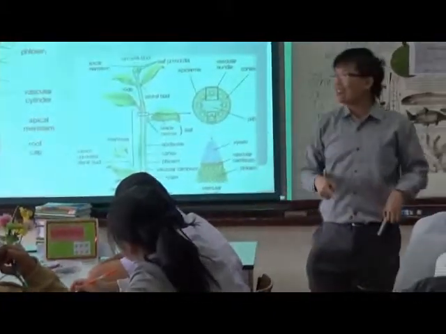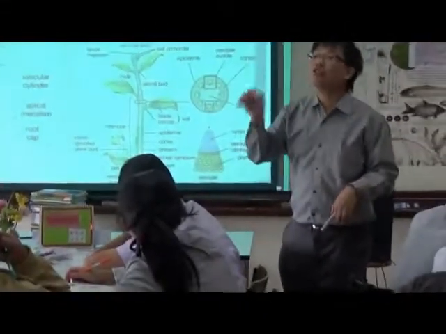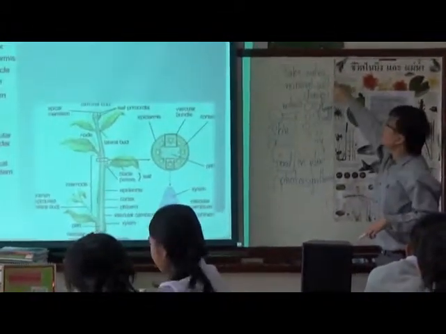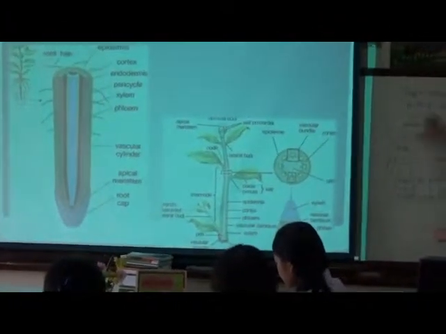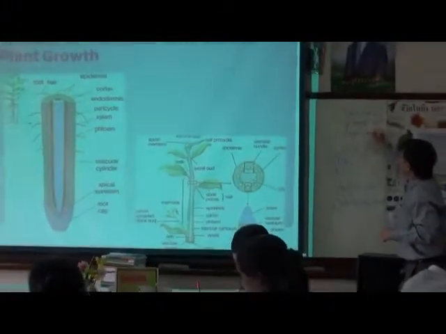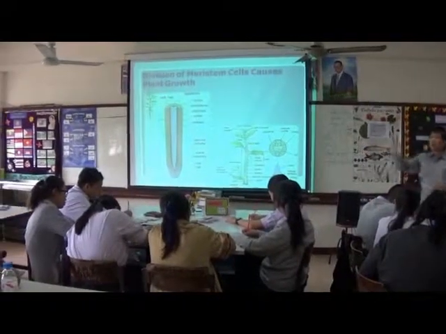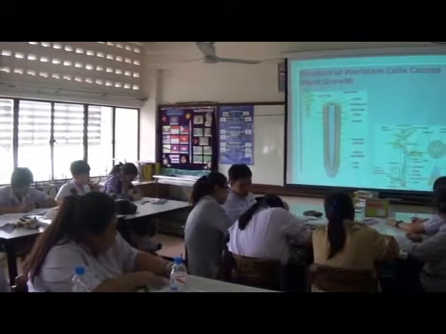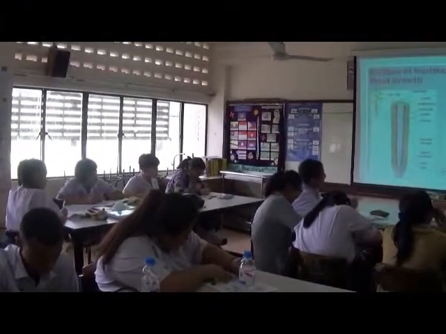Take water and mineral salt. You can take note in this. Take water and mineral salt from soil. Soil, S-O-I-L, soil. Soil is the ground of plant growth. The ground of the plant growth is called soil. Okay?